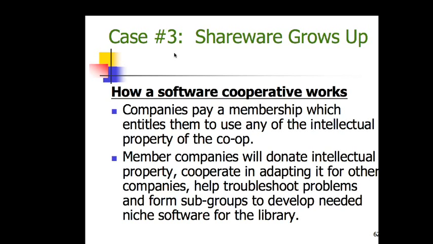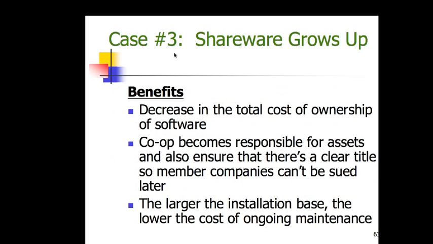So you're being mined as a customer, as a consumer, which is interesting because we're now going to have different customized applications out in the future that are going to be targeted at you. And Google's learning a lot about you every time you send an email message. All right, so members of the company donate intellectual property, they cooperate, they adapt, they troubleshoot problems, they form subgroups, they communicate, they develop together as a group, which provides communication. And the benefits of it decrease the cost of the ownership of the software. Actually, it makes it free in some cases.